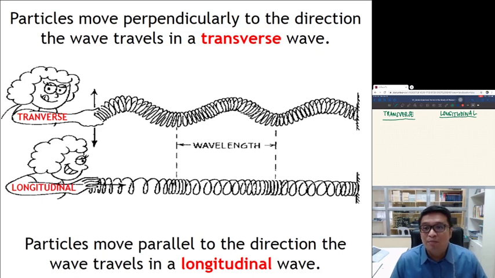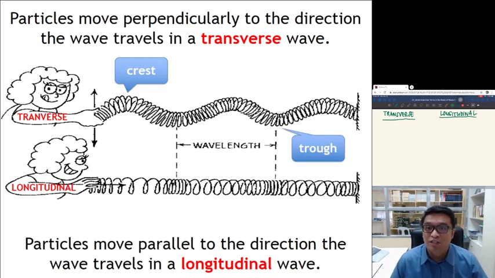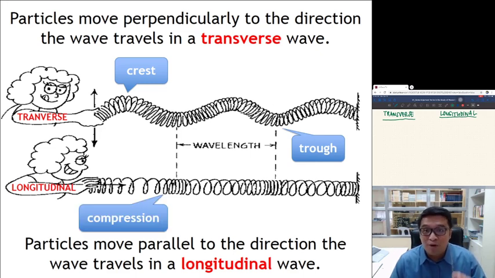Now, let's try to recall the different parts of the waves using this diagram. So for a transverse wave, because it goes up and down, because it moves perpendicularly to the direction of the wave, we see here the crest or the trough. Now for the longitudinal wave, because there are no high points or low points, but instead there are points wherein the waves are compressed or spread out. So the point where the waves are compressed is called the compression area, while the waves that are spread out, it's called rarefaction.